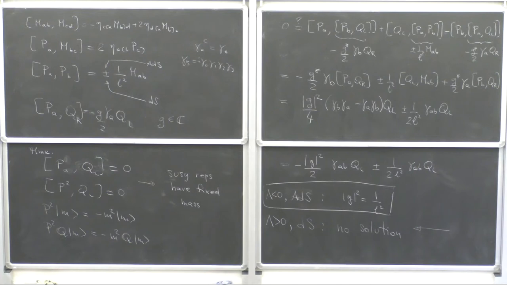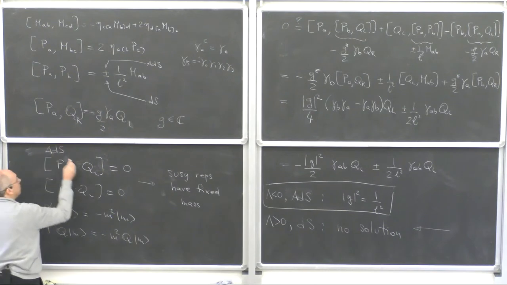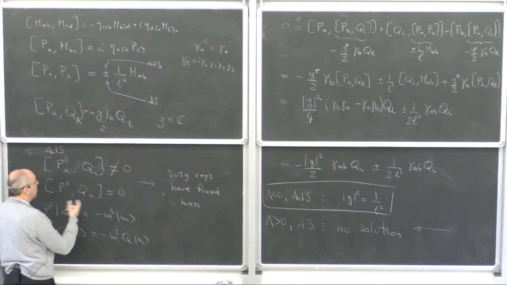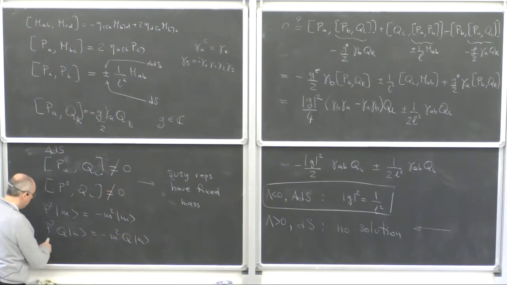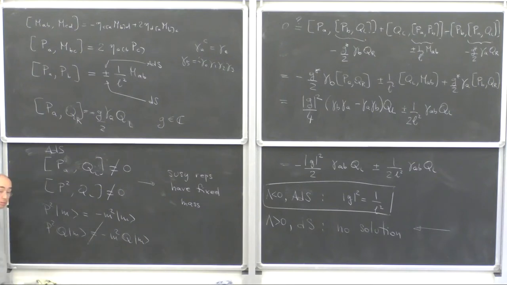However, when you do it in anti-de Sitter, let's stick now to anti-de Sitter since we're talking about the supersymmetric algebra, this commutator is not vanishing, which means that p squared does not commute, which means that this is not true anymore. So you have one state that has a certain mass, but the other states in the multiplet need not have the same mass.